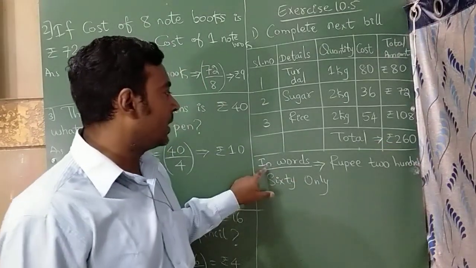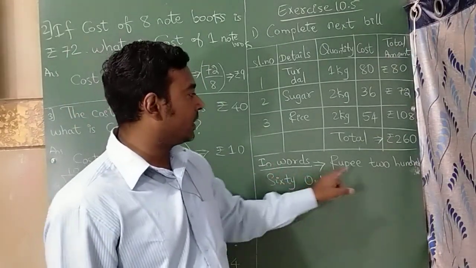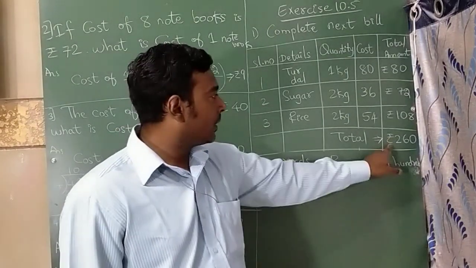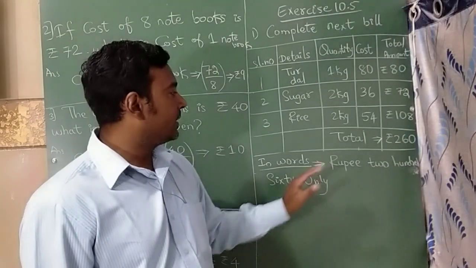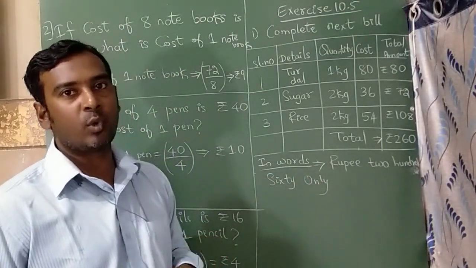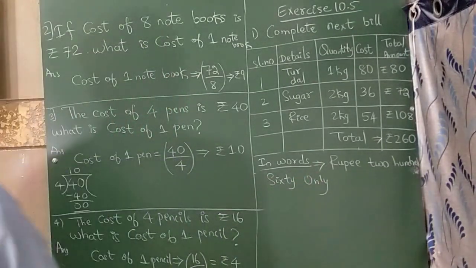You need to write in words. So while writing in words, you should mention first rupees 260 only. This is how you need to write. So let's move on to the next question.